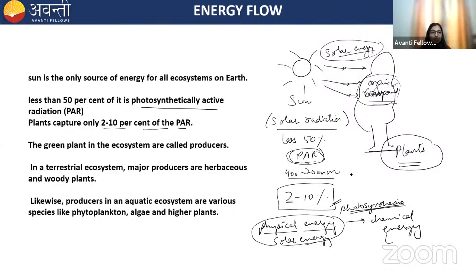This is the first law of thermodynamics: the energy flow follows the first law of thermodynamics, that energy can neither be created nor destroyed, but is transferred from one form to the other. And in terrestrial ecosystem, the major producers are the herbaceous plants. In case of aquatic ecosystem, the major producers are phytoplanktons, algae, and higher plants.